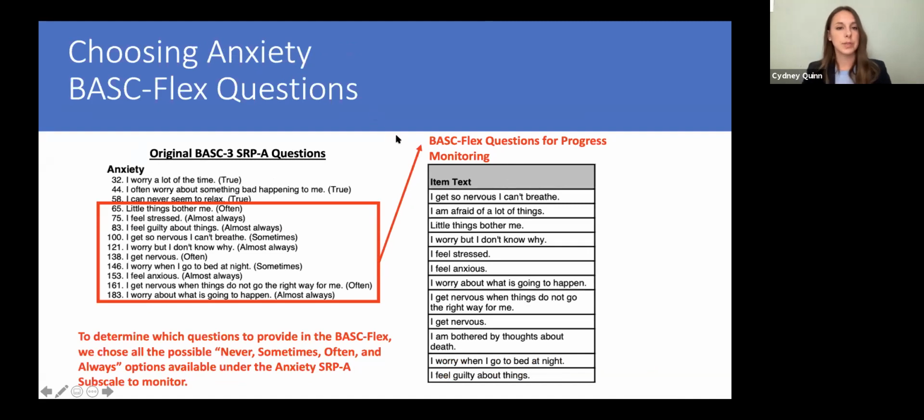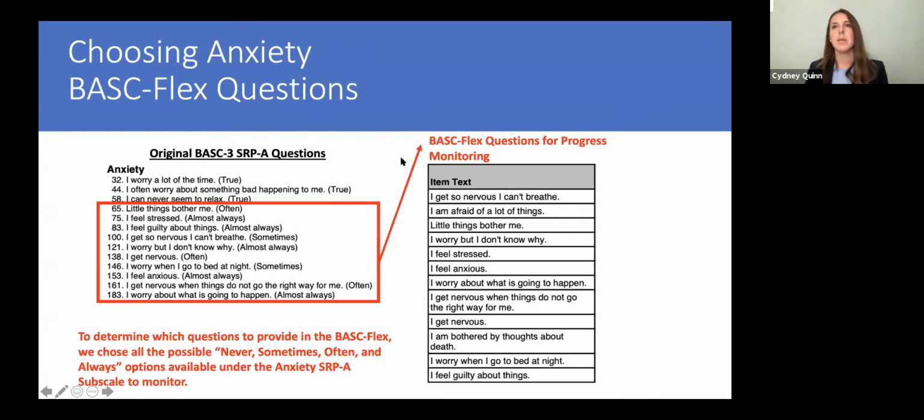And here's the same ones for the anxiety. So you can see on the self-report, here are all the questions related to the anxiety on the original BASC 3. And the questions in the red box, again, are the ones that were able to be pulled over to the Flex so that the subscales could stay pretty closely related here.